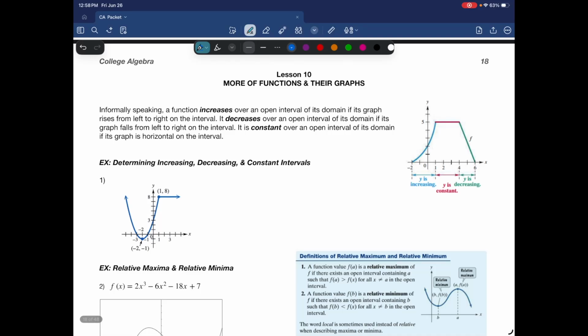All right, guys, welcome to lesson 10. In this section, we're going to talk more about functions and the graphs. There's so many things that we can talk about when it comes to the graphs.